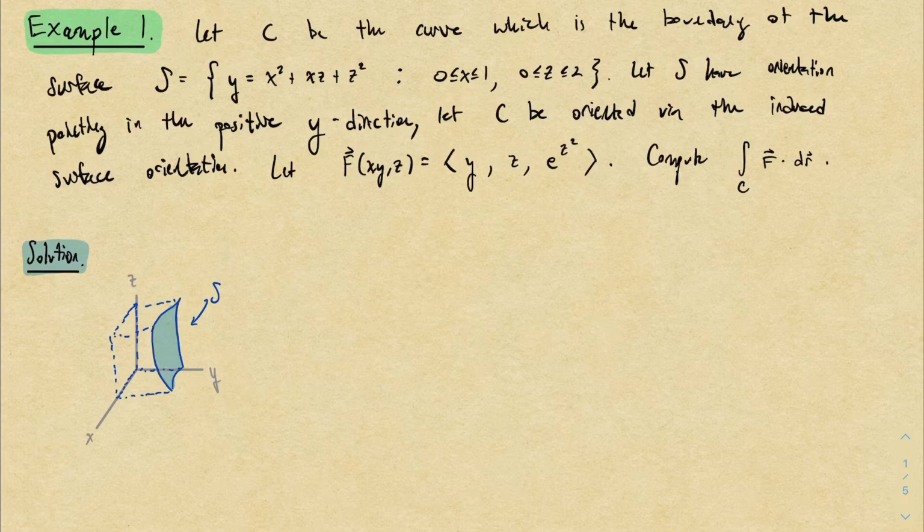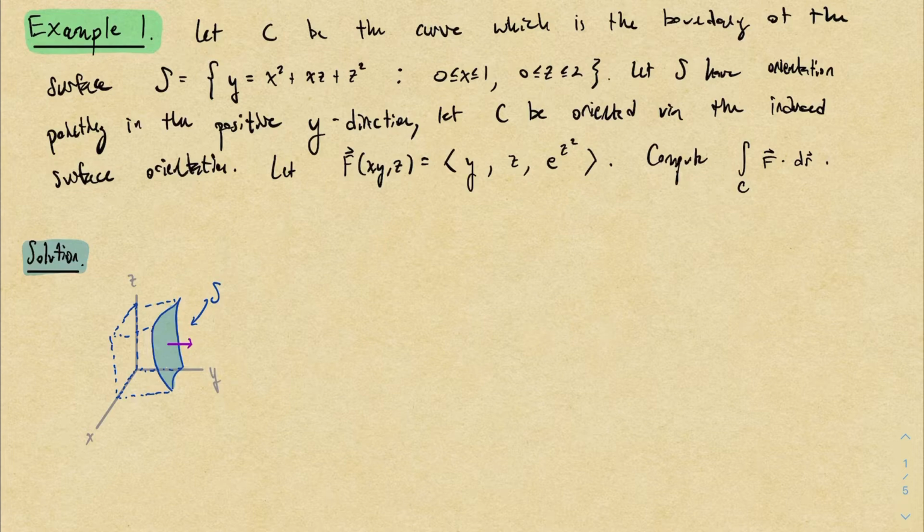Again, the shape probably doesn't actually look like this. What's most important to me right now is just the fact that y is a function of x and z, so it looks like some blob sitting above the xz plane. Next, we're told that the surface has orientation determined by a normal vector which points in the positive y direction. So in my picture, that would look like this.